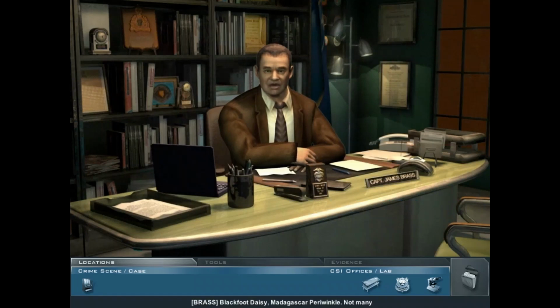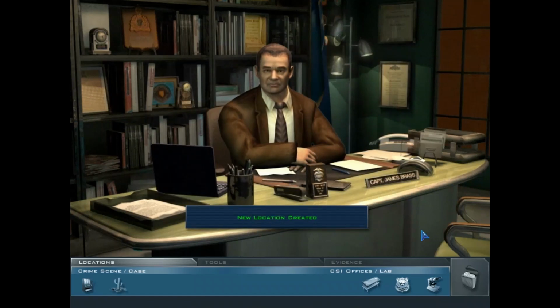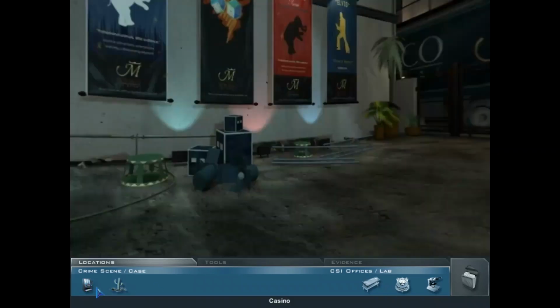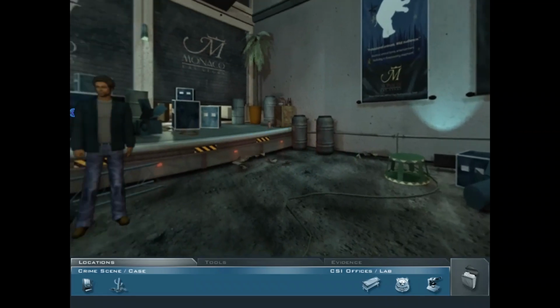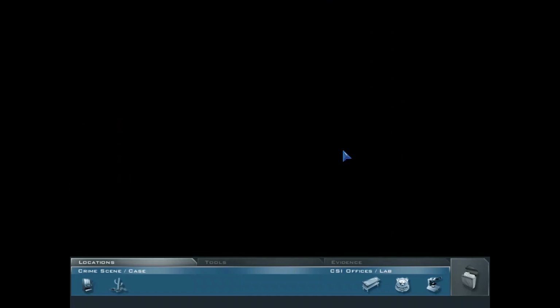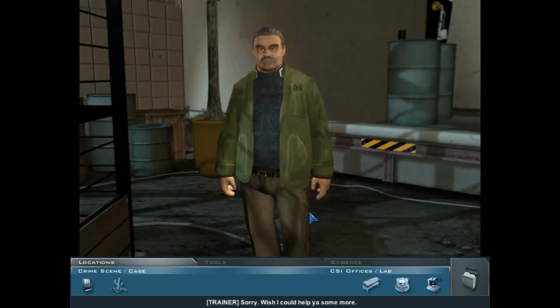Blackfoot daisy, Madagascar periwinkle. Not many indigenous to Nevada on this list. Sophia was reported missing yesterday, so it's not possible she could have traveled recently to all of the location sources of these species. You're looking for a garden? Try the Desert Demonstration Gardens.